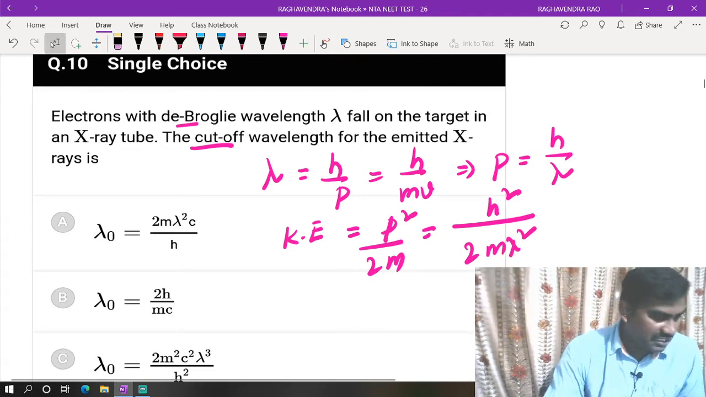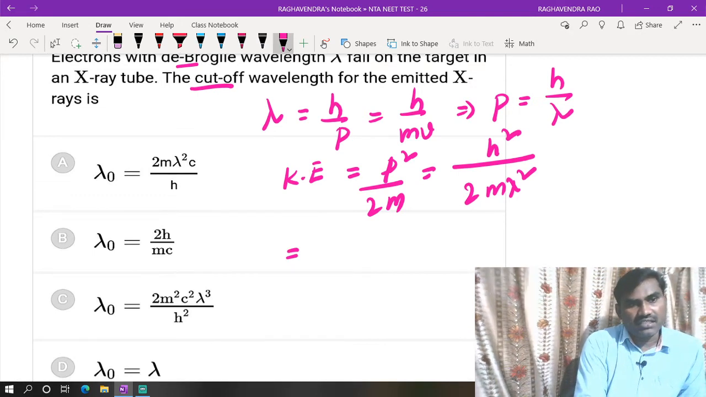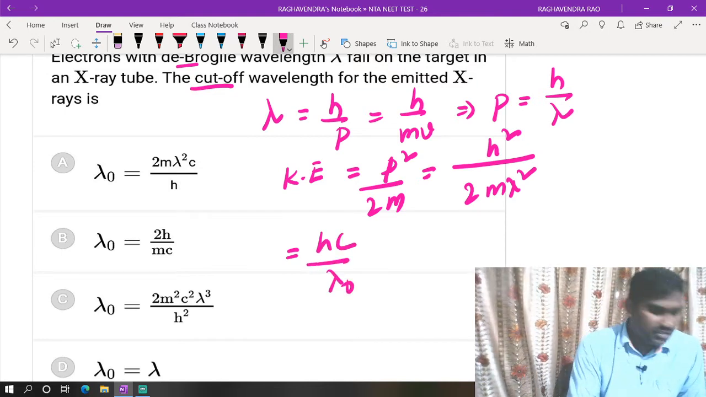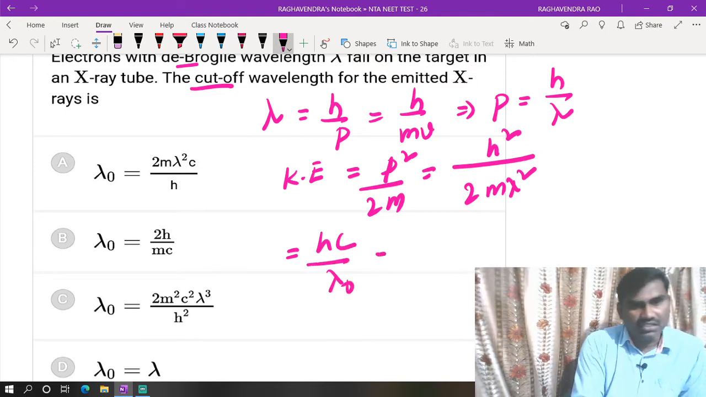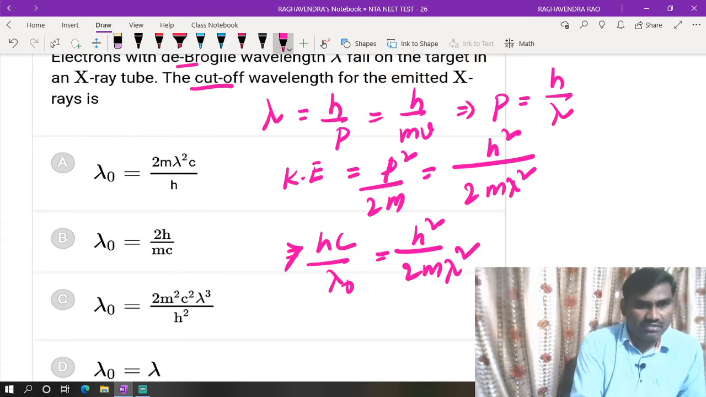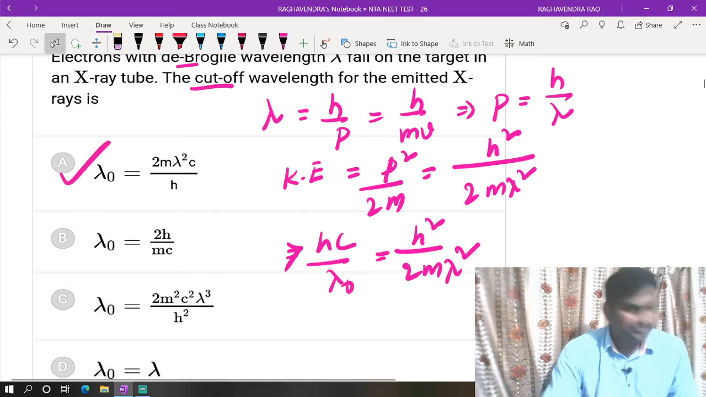So this p square is nothing but h square by lambda square, and the kinetic energy is h square by 2m lambda square. Now as they are asking the cutoff wavelength, that means the work function, in that case the maximum wavelength, will be equal to hc by lambda naught. Now here we need to equate this energy, which is also energy, with h square by 2m lambda square. Then lambda naught you will get as 2m lambda square c by h. That is option A.